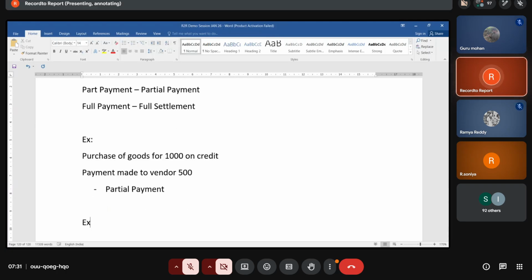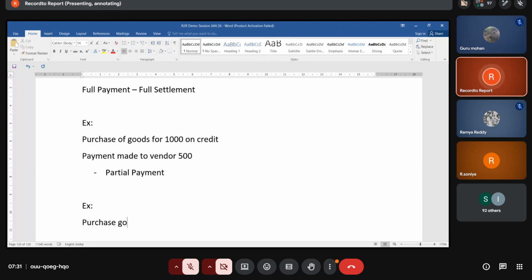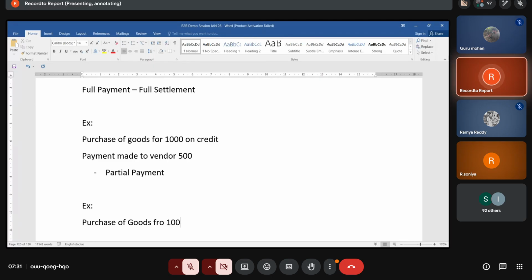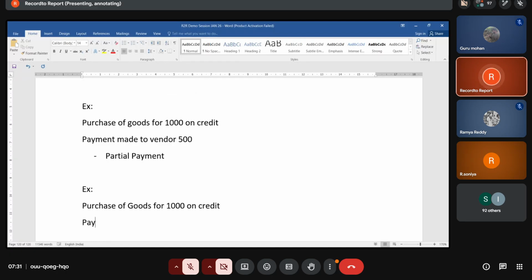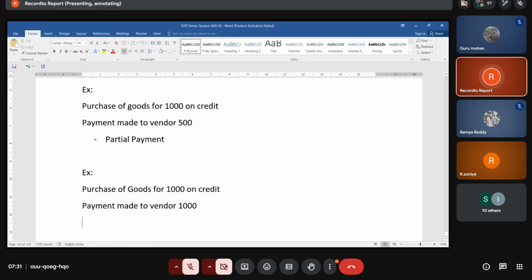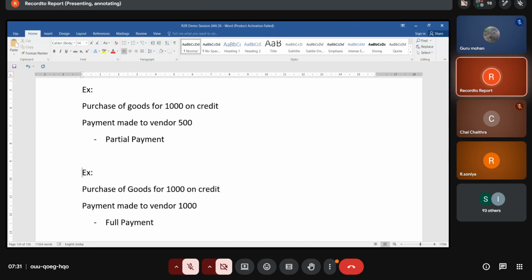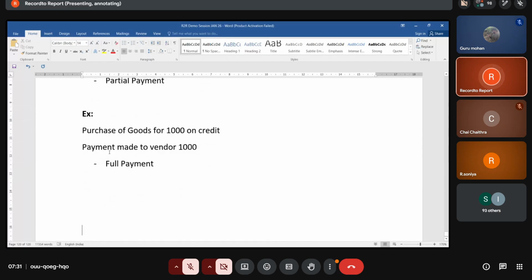Another example: purchase of goods for 1,000 rupees on credit. Payment made to the vendor is 1,000 rupees. Is it a partial payment or full payment? Full payment. There is no difference left. So these are the two types, partial payment and full payment.